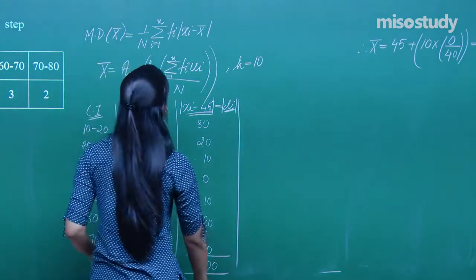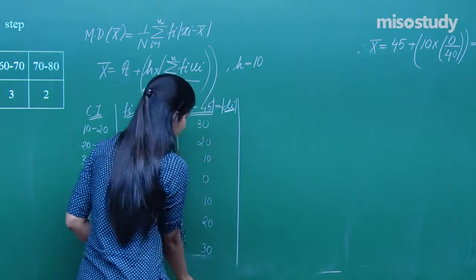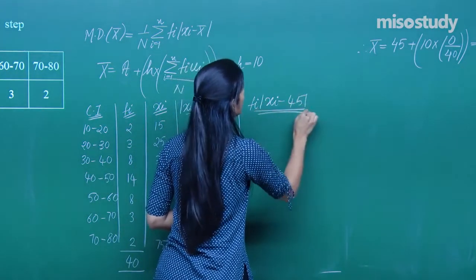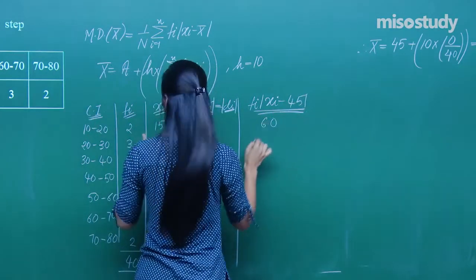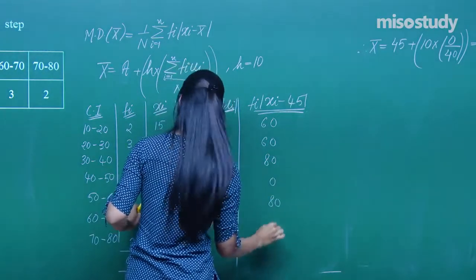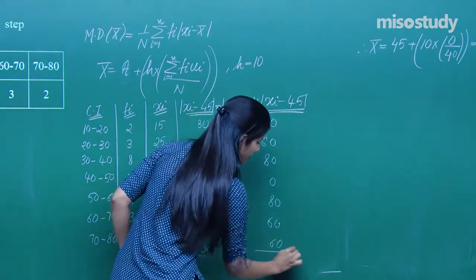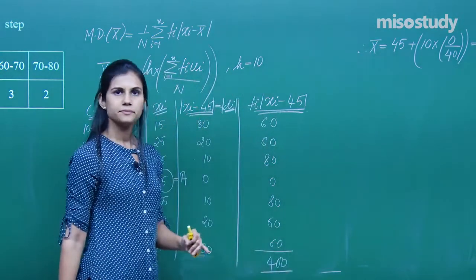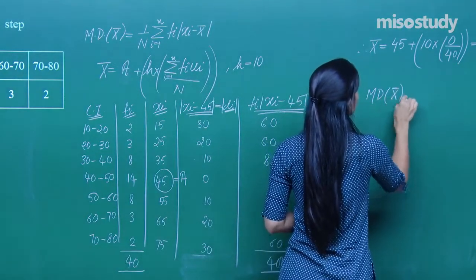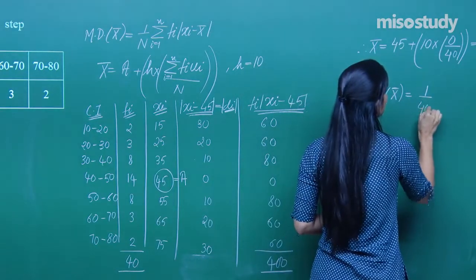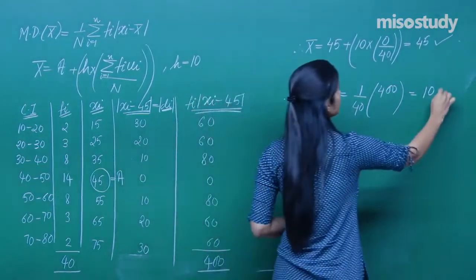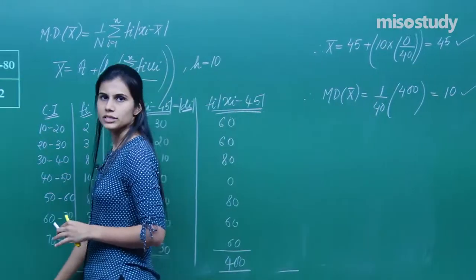Is it understood? Now here what basically is happening is this is not 400, obviously you could have checked. When I multiply this by fi, what do you get? 2 into 30, 3 into 20, 8 into 10, 14 into 0, 8 into 10, 3 into 20, 2 into 30. This comes out to be 400. You can very clearly check. Fine. If this comes out to be 400, mean deviation about mean is coming out to be 1 by capital N, that is 40, into 400. So your answer is 10. 10 happens to be the mean deviation about mean for this continuous frequency distribution.